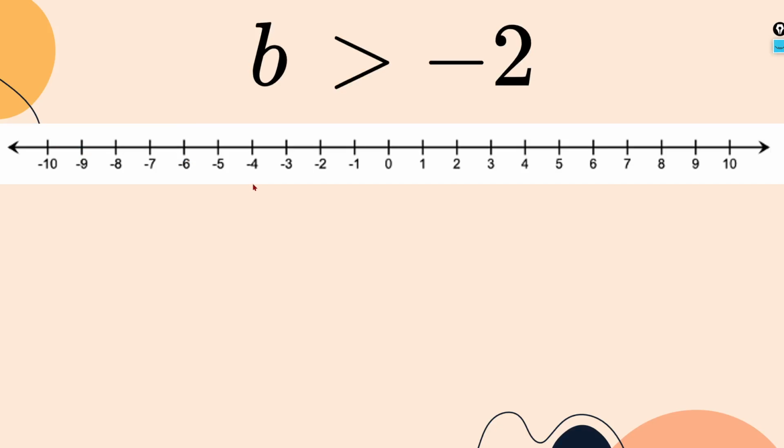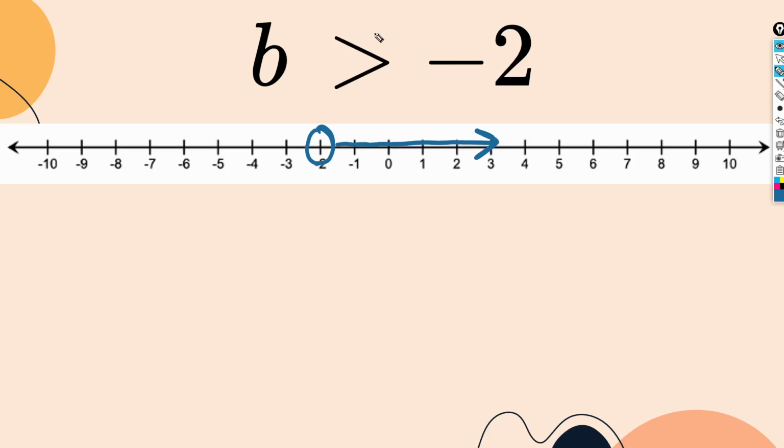Pause muna and then hit play when you have an answer. Okay. So dito, let's use a thicker marker here. There you go. B is greater than -2. Okay? So si -2, I'll look for -2 already on my number line. Ito siya, si -2. And since B is greater than -2, I should be expecting my ray to point to this direction.